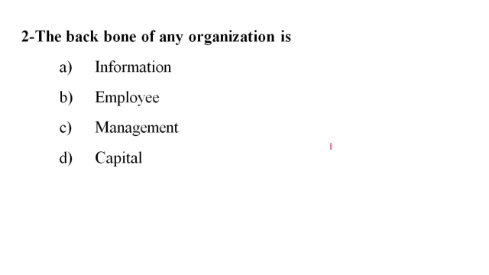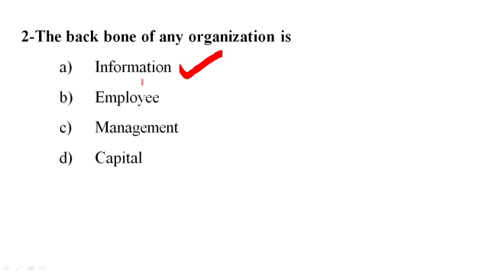The backbone of any organization is, options are A, information, B, employee, C, management, and D, capital. So the right option is information. Based on the exact information, all these management actions, employee working and investment of capital are done. So proper exact information will be the backbone of any organization. The right answer is option A, information.